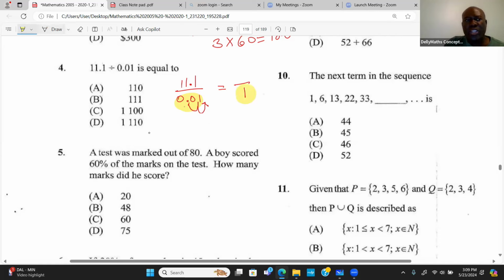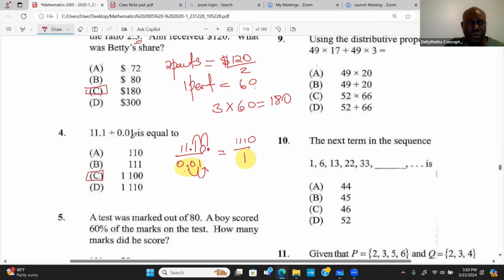Now, similarly, because you moved the decimal place 2 places to the right, you're going to have to do the same thing for the numerator, which is 11.1. So the point is going to land there, and we have to put a zero there. So we're looking at 1, 1, 1 with a zero. So basically, what we have now is 1,110, which would be our final answer. The answer is C. All right, our answer is C there.